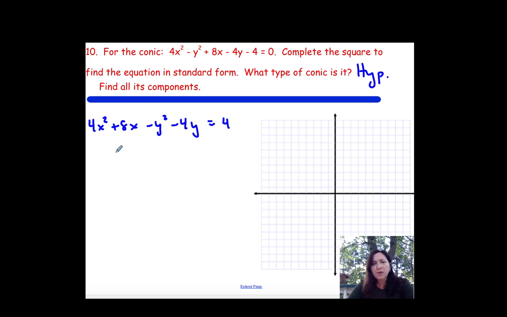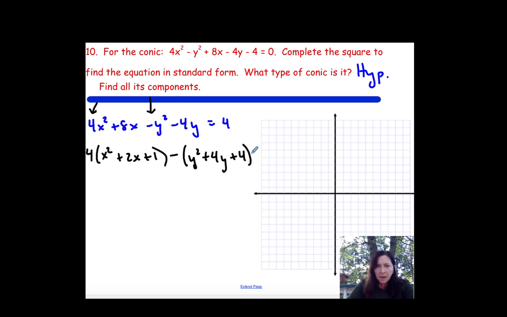Okay, so I do notice that I need to complete the square two times because I have an x squared and an x, and I have a y squared and a y. Not only do I need to complete the square twice, I also need to factor out this 4 and also this negative sign, because you can't have a negative value there. So factoring out the 4, you're going to get x squared plus 2x. Now, half of 2 is 1. 1 squared is 1. And now I have to factor out the negative sign. So negative times the quantity y squared plus 4y. Half of 4 is 2. 2 squared is 4. Is equal to 4.